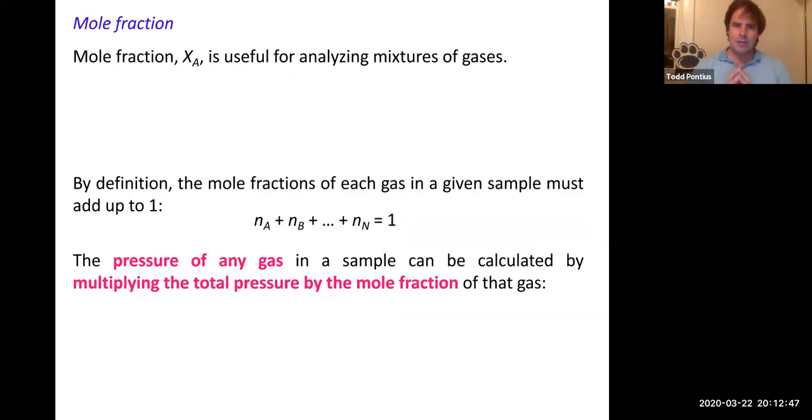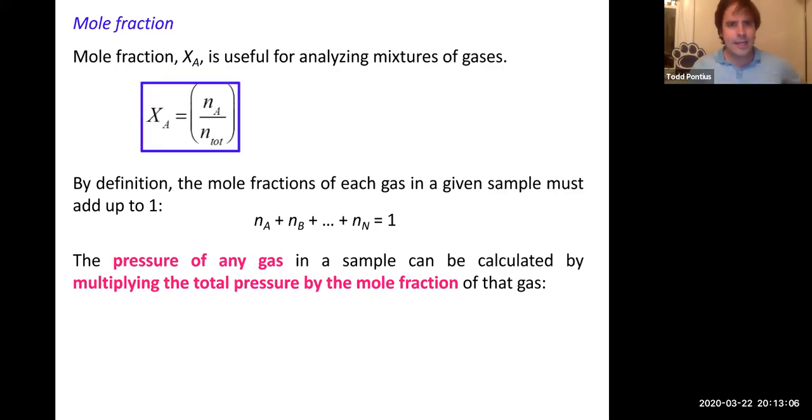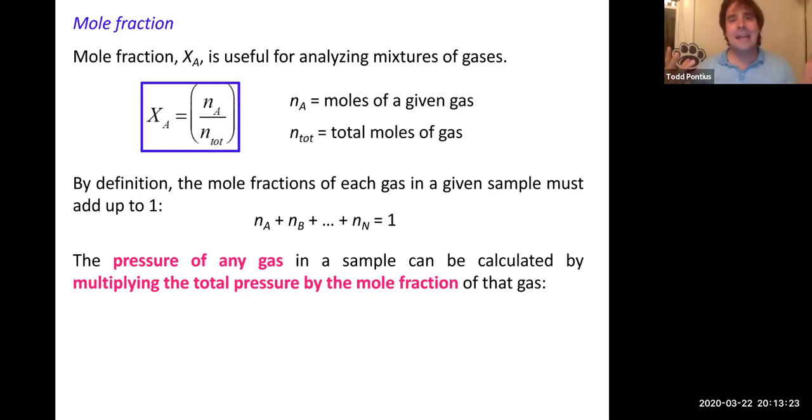All right, so now let's talk about mole fraction. Mole fraction is literally what it sounds like. It tells us what fraction of a given sample are a specific gas. It doesn't have to be gases, but in this case, since we're talking about gases, let's roll with it. The equation is: the mole fraction is defined as x sub a, and it's equal to n sub a divided by n tot, where n sub a is the moles of a specific gas, like oxygen, or nitrogen, or xenon, or neon, and n sub tot is the total moles of gas.